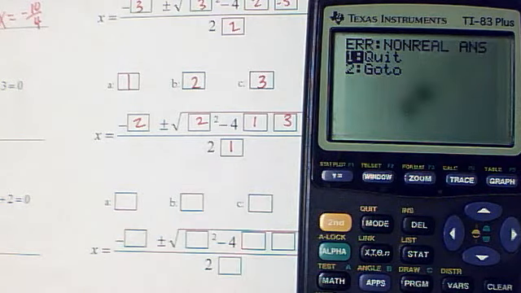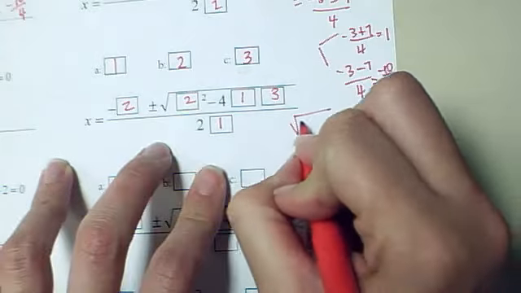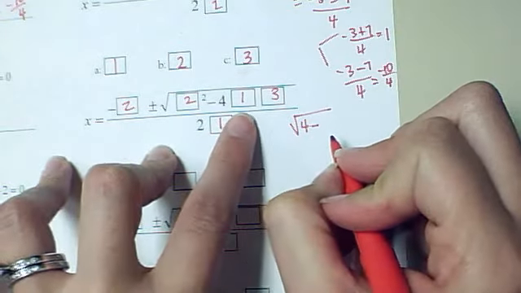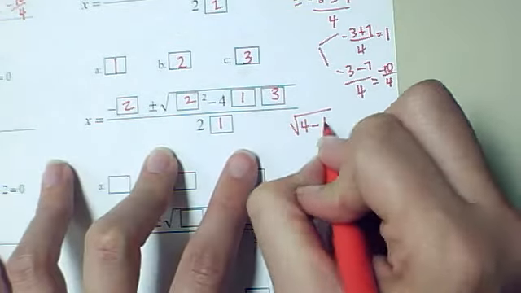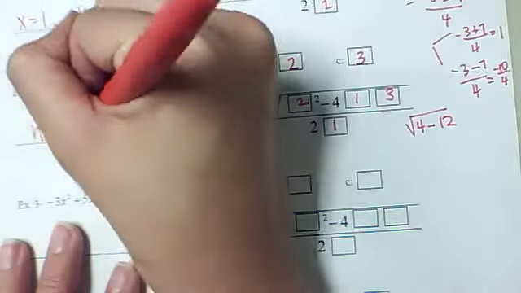Wait, I didn't do something incorrect. In fact, what happened here was there was a negative. Let's go back and look at why. If I did this, the square root is 2 squared, which is 4, minus 4 times 1, which is 4, times 3 is 12. If I do 4 minus 12, that's negative 8, and I can't take the square root of a negative number. So when I try to do that and I get a negative, my answer is no solution.